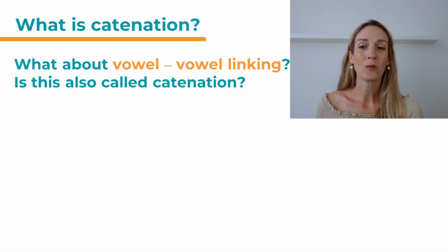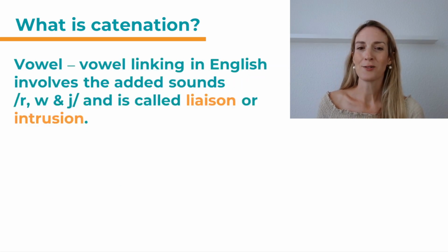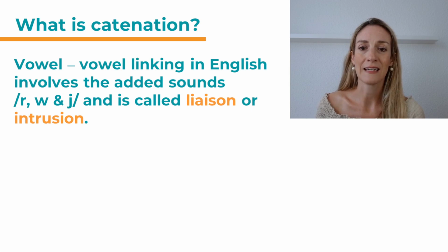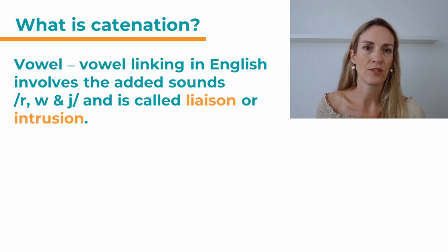Now some of you might wonder, okay, so what about vowel-vowel linking? Is this also called catenation? No. This exists in English by all means, but it usually involves the added sounds R, W, and Y, and it's called liaison or intrusion.